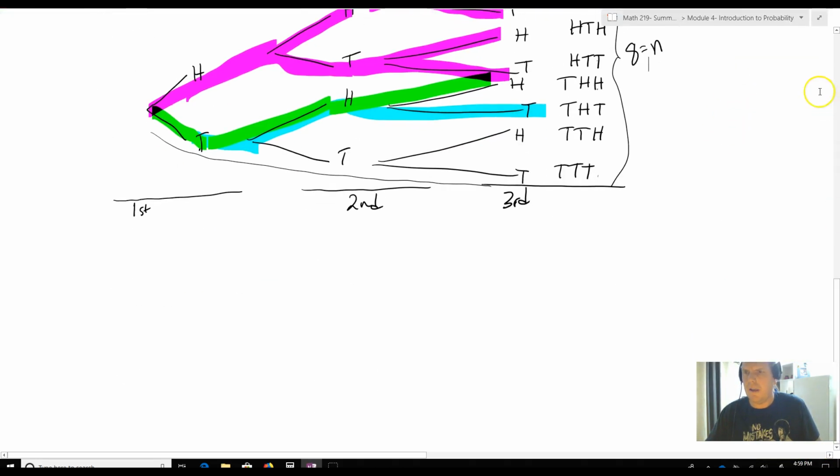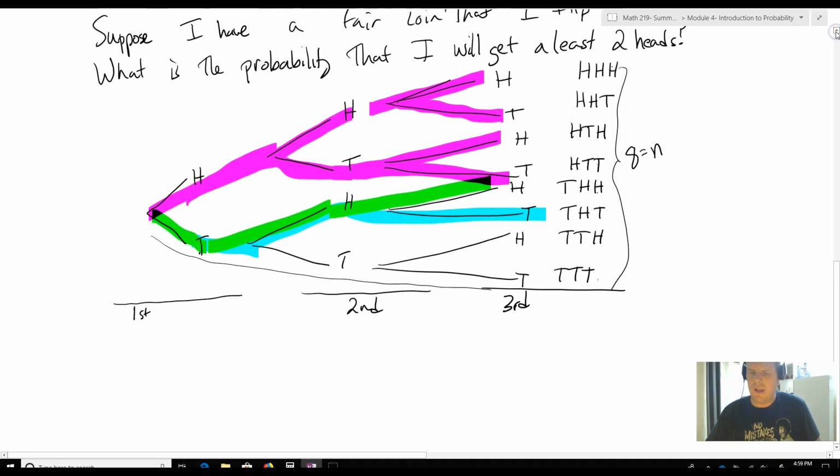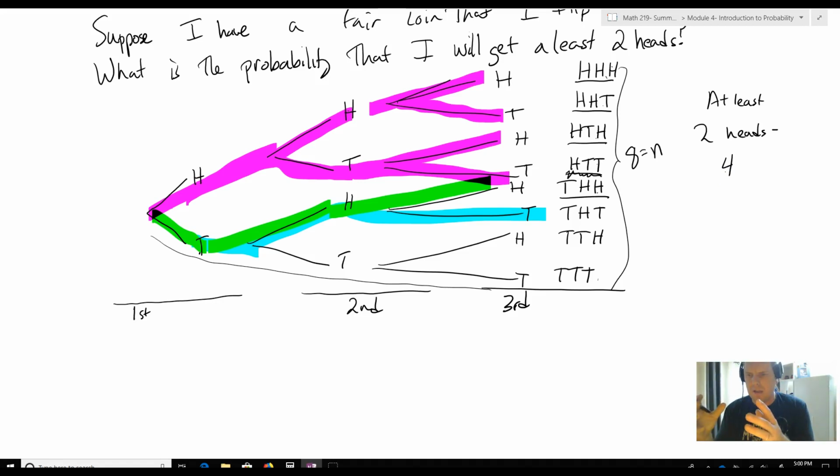And then I look at them for at least 2 heads. Now we want to remember what it means to be at least 2. At least 2 heads: 1, 2, 3, 4. I've got 4 of them that have at least 2 heads. So that's going to be 4 as the count. So in generating my sample space, I've said, here are all the different things that could be chosen from, and these are the ones that actually have the characteristic that I want.